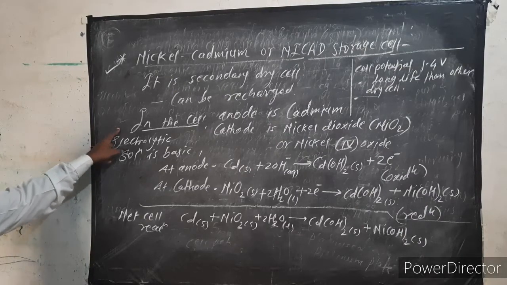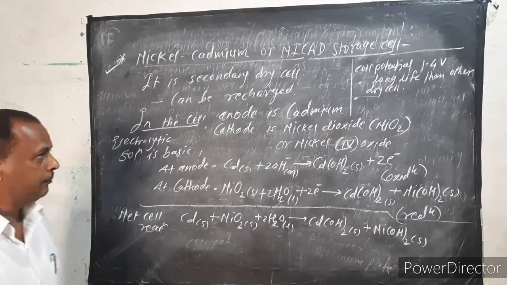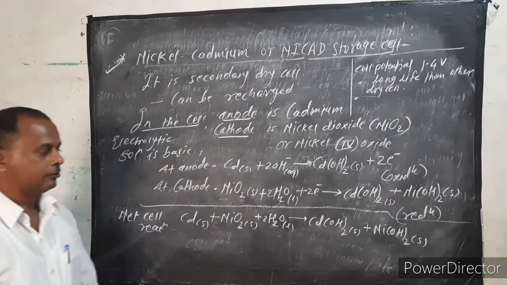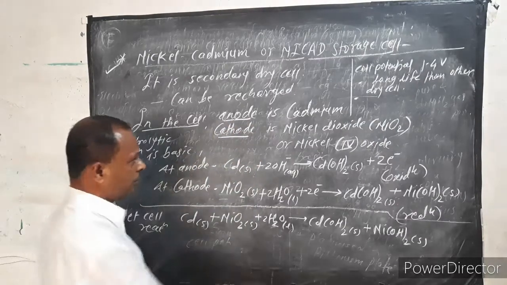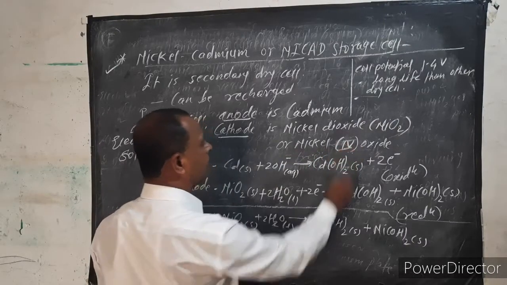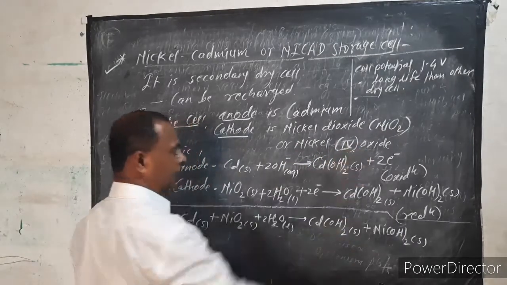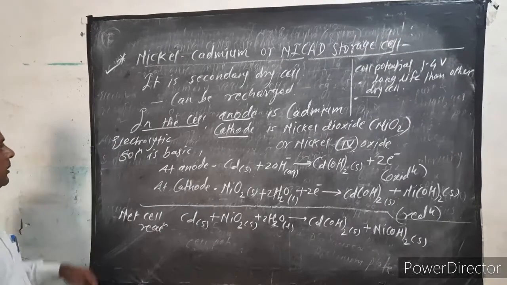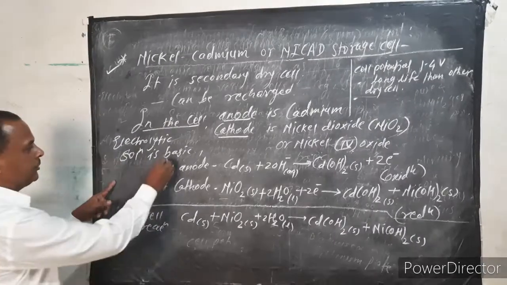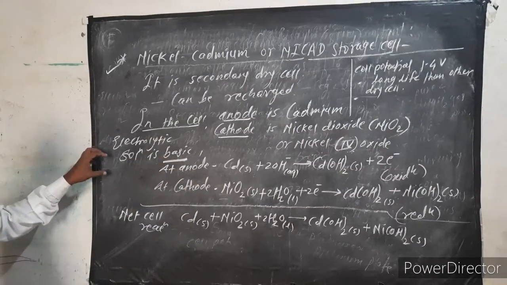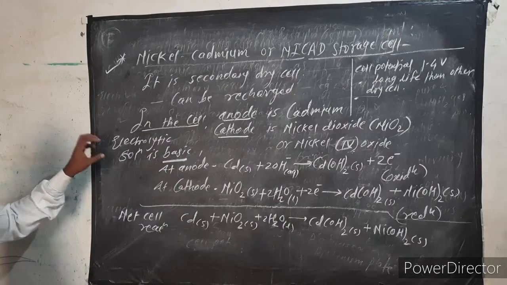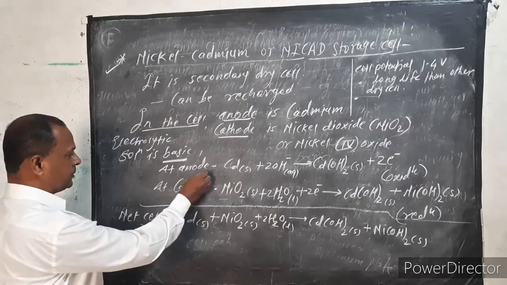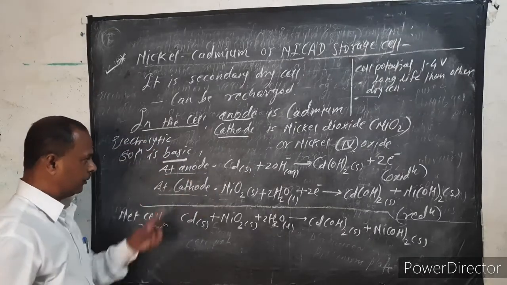Now in this cell, the anode is cadmium metal and the cathode is nickel dioxide, NiO2, or nickel in the +4 oxidation state, also called nickel oxide. In this cell, the electrolytic solution is basic. Now, in this NICAD cell, how do the electrode reactions take place? We will see at the cathode and at the anode.